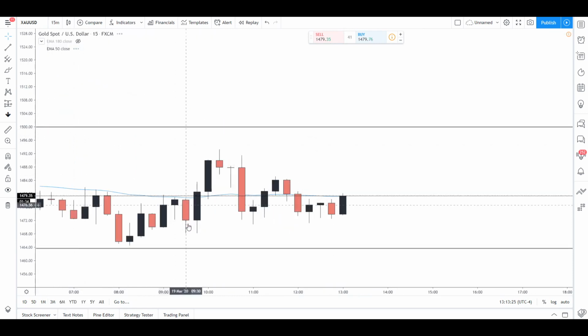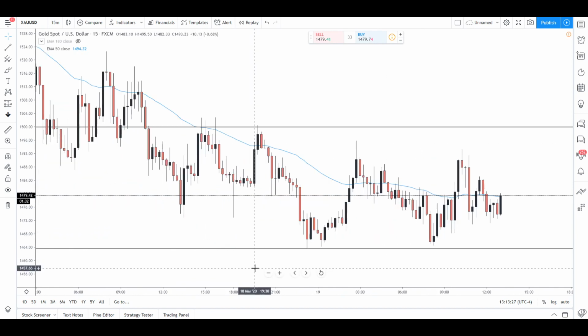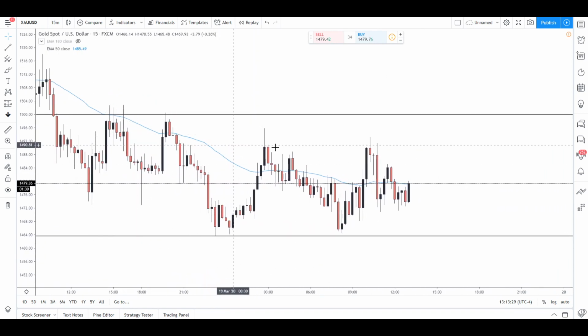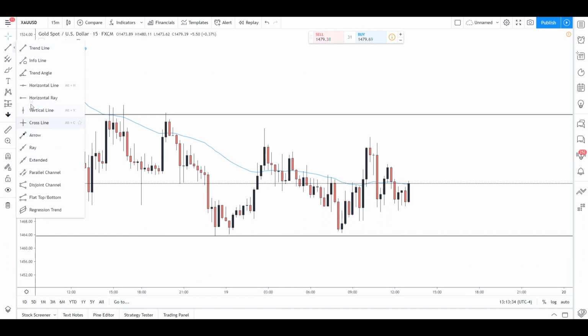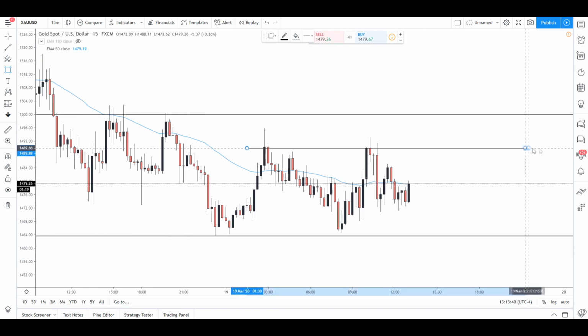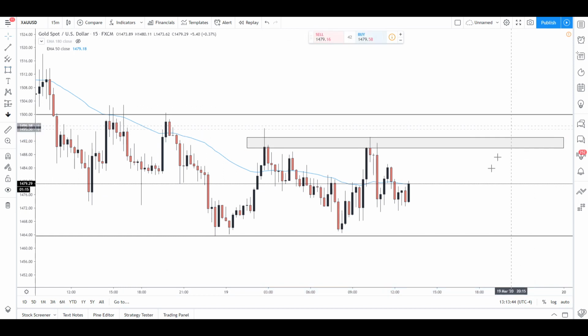Now on the 15 minutes, as you can see, it's pretty much going sideways. And for the last hour, it's just been between those areas. You make a zone instead of just a line. It's easier to identify the price.